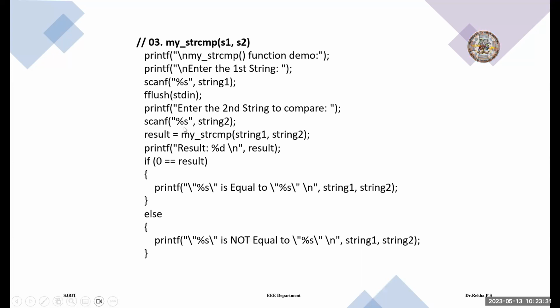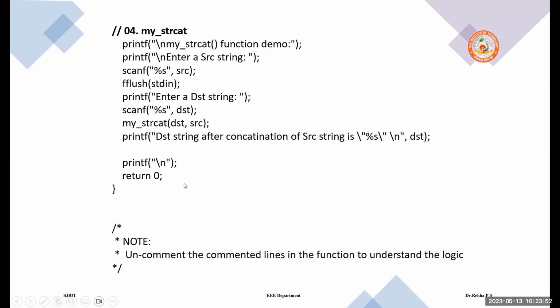So the result, if it is equal to 0, then the strings are equal. If not, they are unequal. They are not equal. Okay, that I'm printing. But how does it actually work?